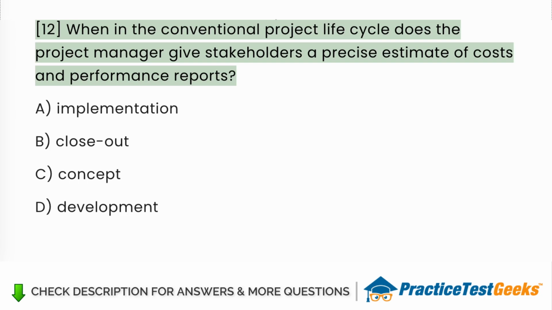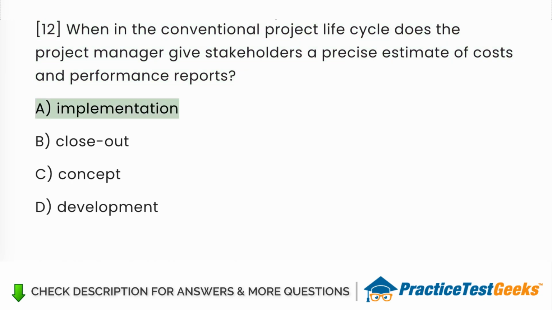When in the conventional project life cycle does the project manager give stakeholders a precise estimate of costs and performance reports? A. Implementation. B. Closeout. C. Concept. D. Development.